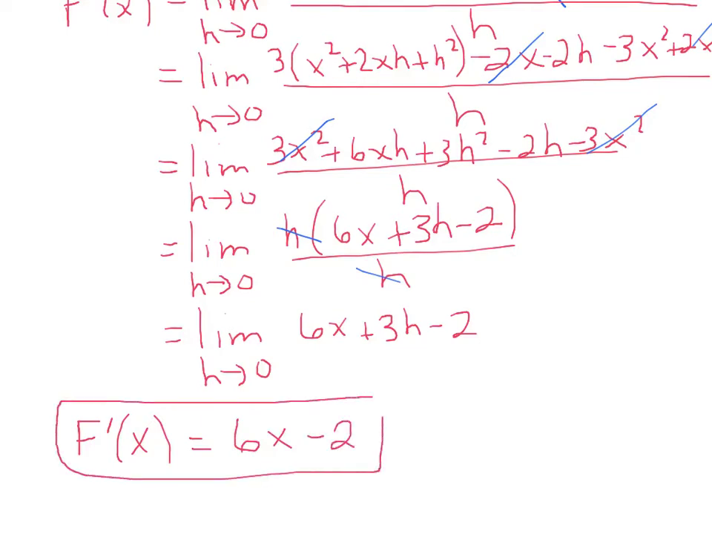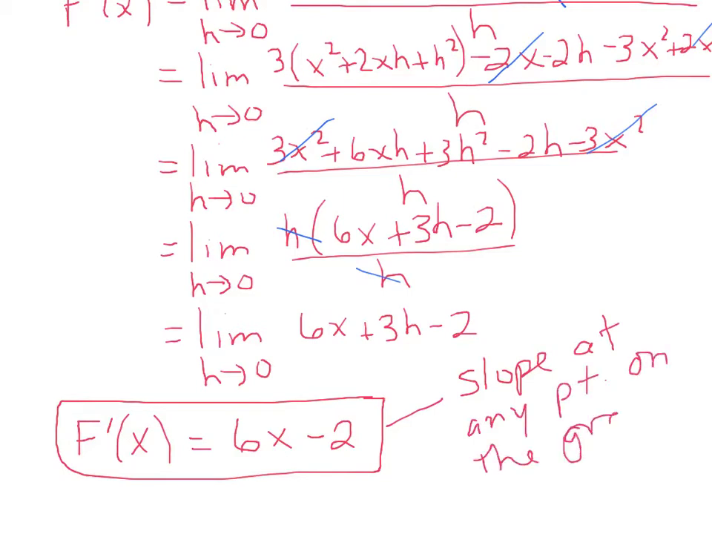There is my derivative. And remember what this limit of this difference quotient does, what this derivative does, is it lets us find slope at any point on the graph. Okay. And to do that, I simply would need the x value, plug the x value into this derivative function, and that tells me the slope at that particular point.